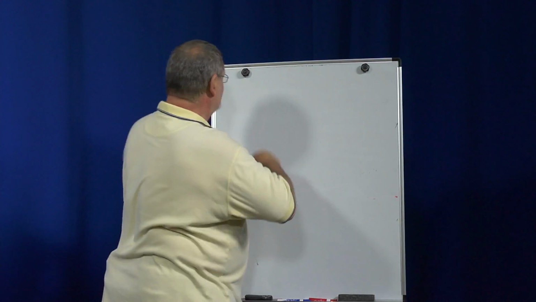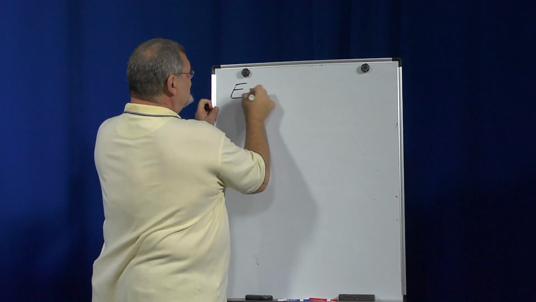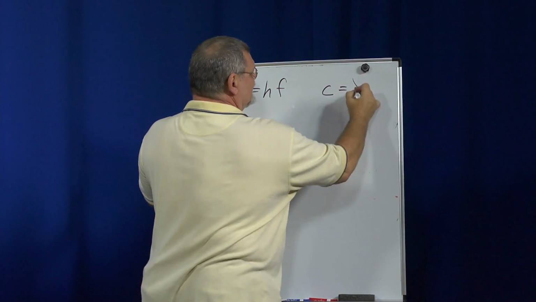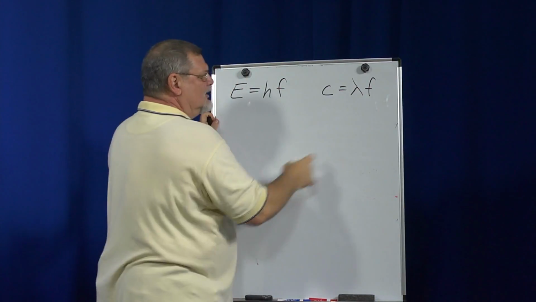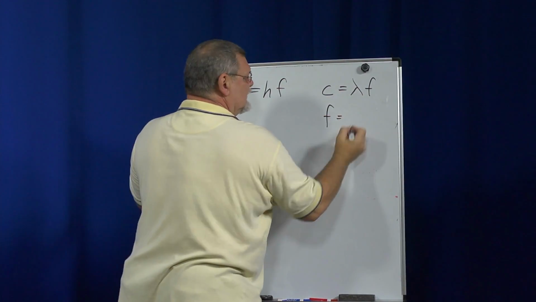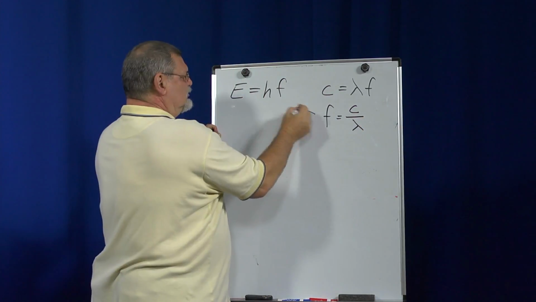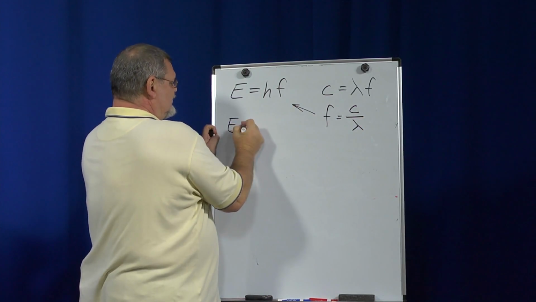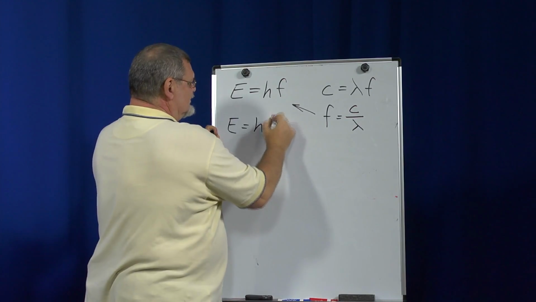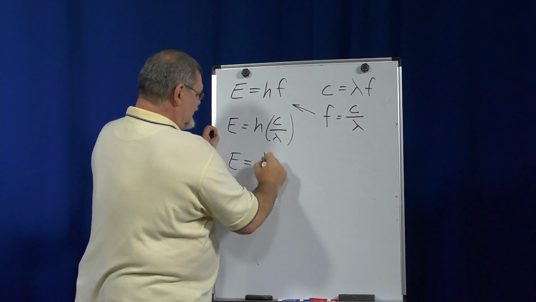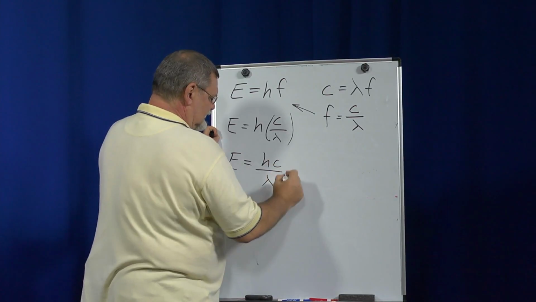So here is the energy of the photon equals Planck's constant times the frequency, and the speed of light equals the product of wavelength and frequency. Let's solve for frequency here. Frequency is speed of light over the wavelength, and let's put it back into here. The energy of the photon is Planck's constant times c over lambda. Better written, hc over lambda, okay?